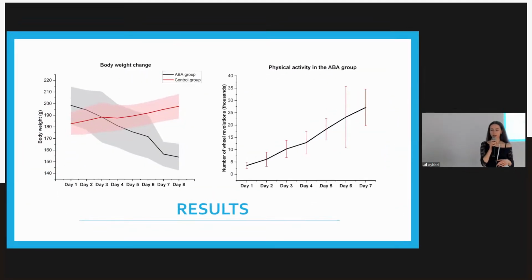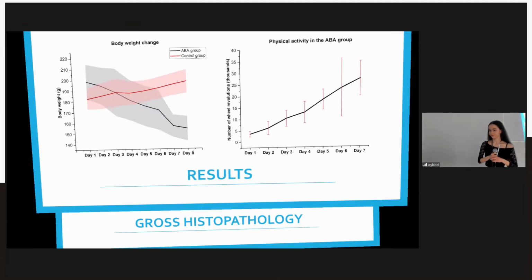Now let's take a look at the results. So the differences in body weight change between the groups can be easily attributed to the differences in feeding schedule, which was restricted in the ABA group. However, particularly intriguing is the pattern of increasing physical activity in the ABA group despite the decreasing body weight. And this phenomenon mimics the course of the anorexia in humans very accurately.